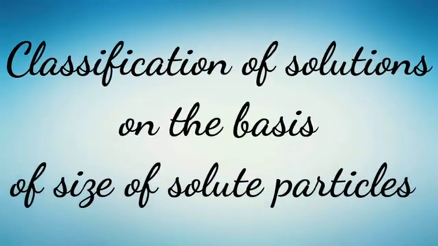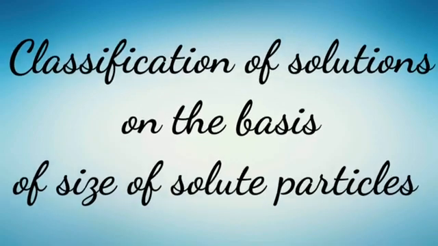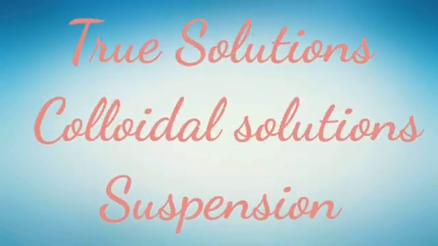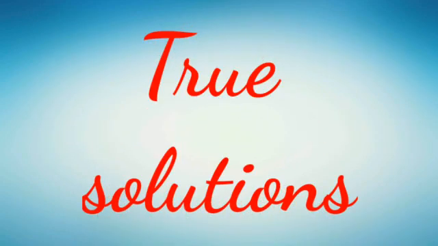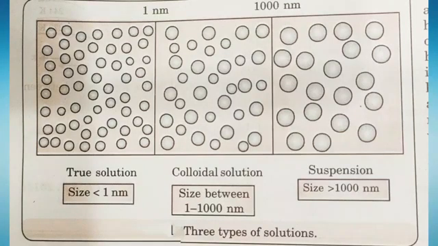On the basis of size of particles of solute, solutions have been classified into three types: true solution, colloidal solution and suspensions. So first of all, we will discuss true solutions. Students, true solution is a homogeneous solution which contains small solute particles dispersed throughout a solvent. For example, the solution of sodium chloride in water. The particle size is less than 1 nanometer. And the particles of a solute in a true solution are invisible even under microscope.